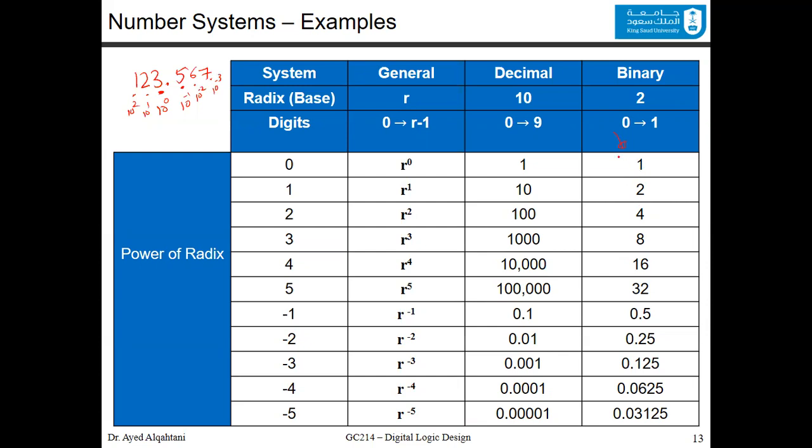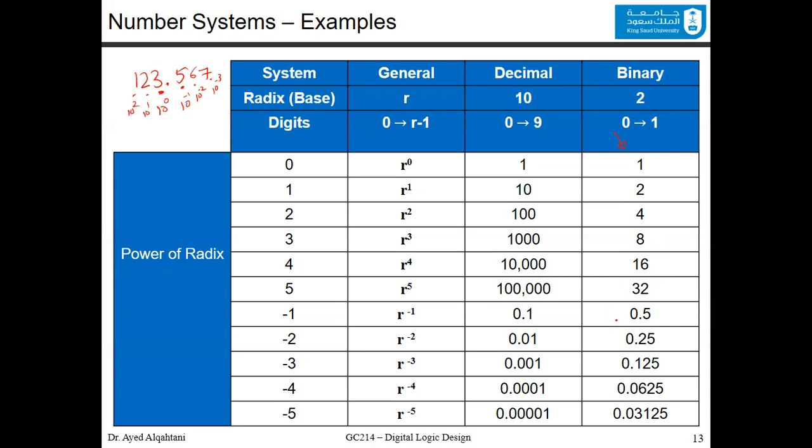Now, in the binary, and this is very important in our class, you must memorize these numbers. 2 to the power of 0 is 1, 2 to the power of 1 is 2, 2 to the power of 2 is 4, 2 to the power of 3 is 8, 2 to the power of 4 is 16, and 2 to the power of 5 is 32. That's when the powers are positive.